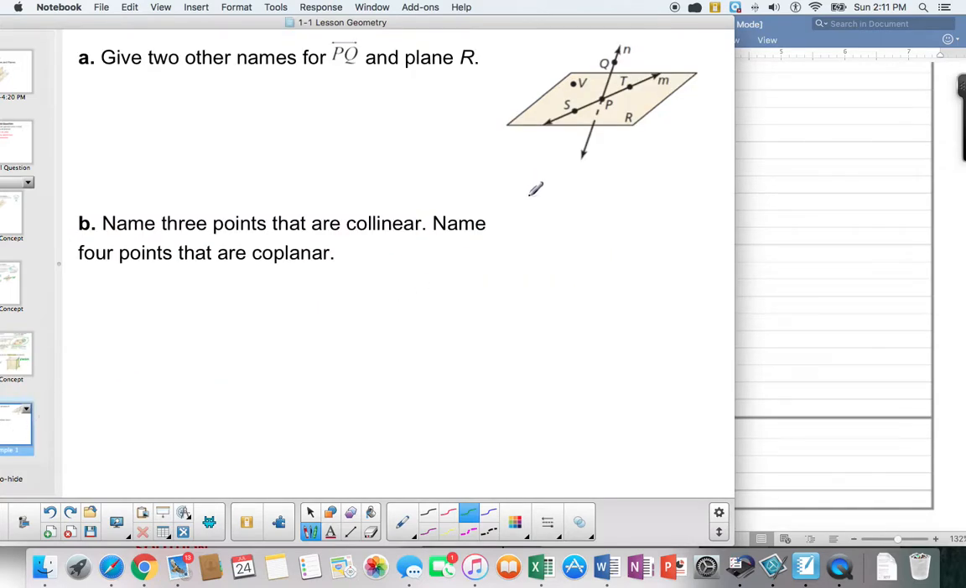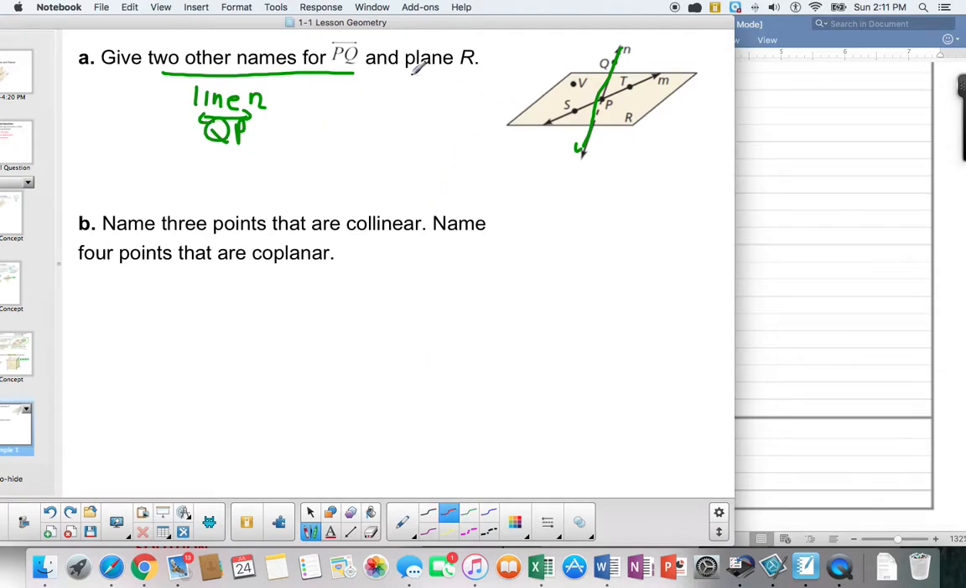Let's practice. Give 2 other names for line PQ. Here's line PQ right here. I could label it line n, or I could just reverse the letters Q P and put the line symbol over it.